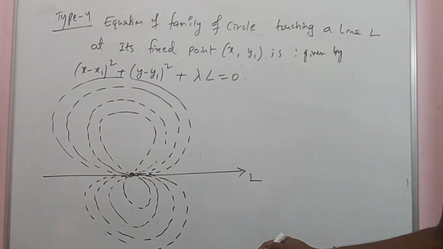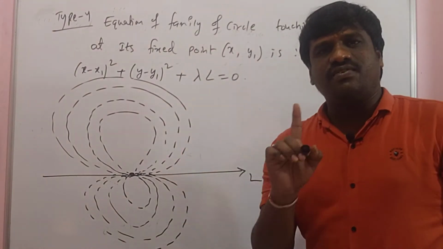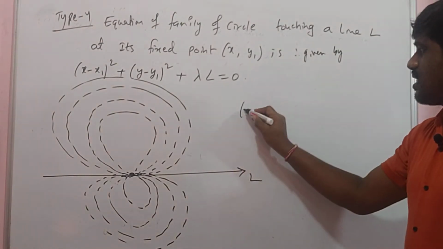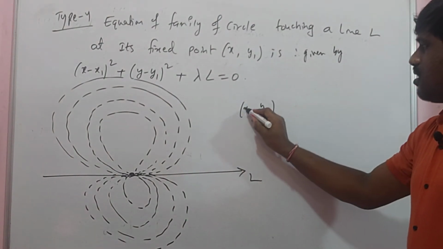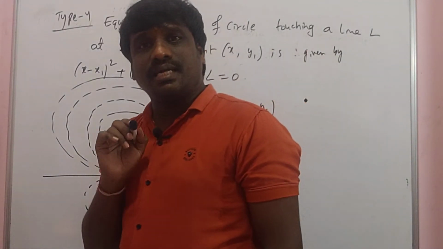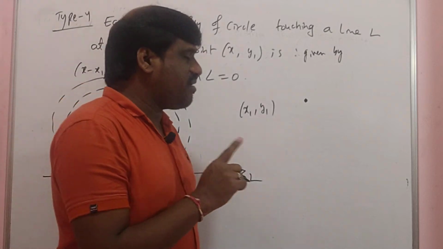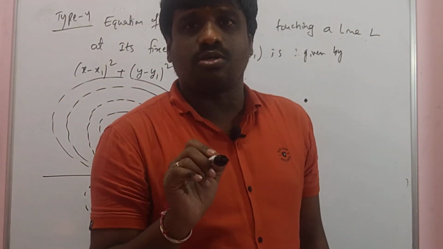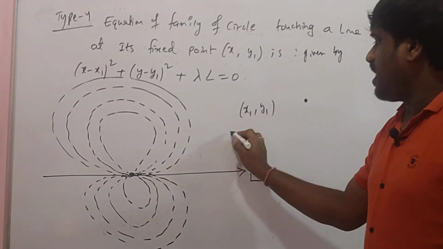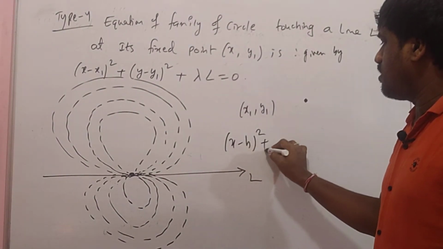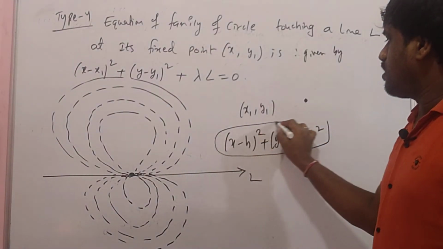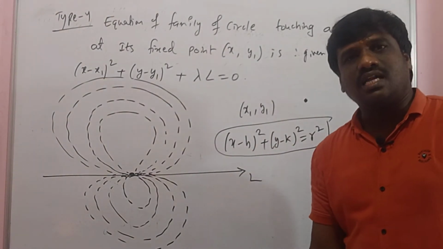How to find this? The formula is as follows. You know that if a point is given, it is called a point circle. If we have a point (x1, y1), that point is also called a point circle. Now, what is the equation of a circle? (x minus h) whole square plus (y minus k) whole square is equal to r square, where (h, k) is the center and r is the radius.